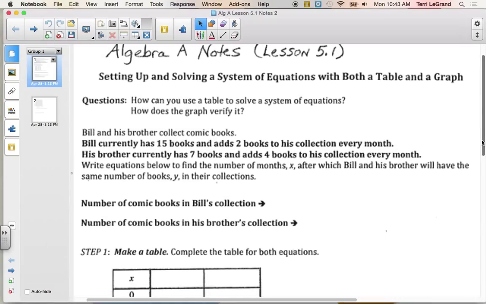Continue on in lesson 5.1. Now we're going to learn how we can set up a system of equations, and then we're going to use both a table and a graph to help us problem solve.